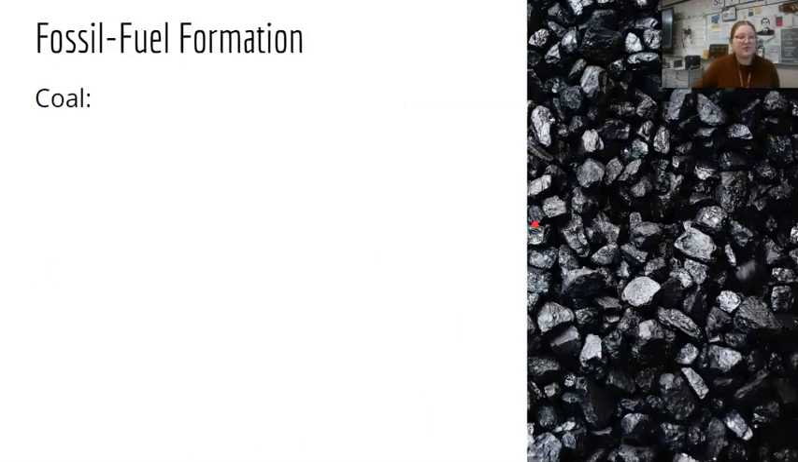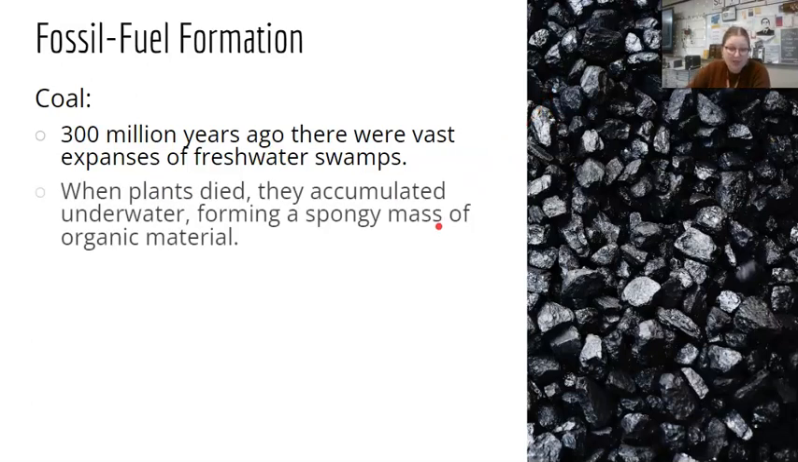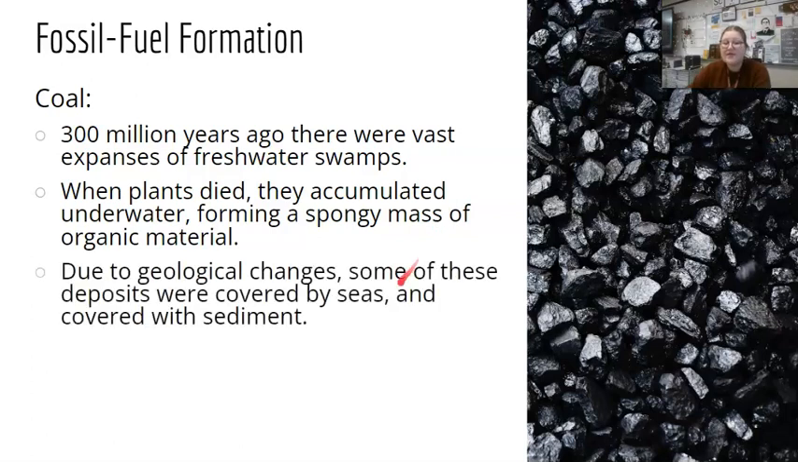All right, let's talk about fossil fuel formation, so how we actually get the fossil fuels we are using. Let's start off with coal. 300 million years ago, there were vast expanses of freshwater swamps. When plants died, they accumulated underwater, forming a spongy mass of organic material. And then due to geologic changes, some of these deposits were covered by seas and covered with sediment.